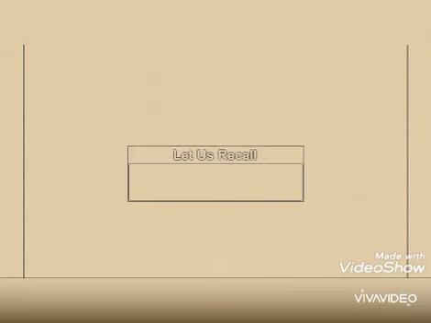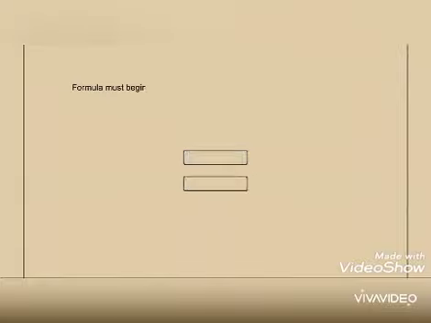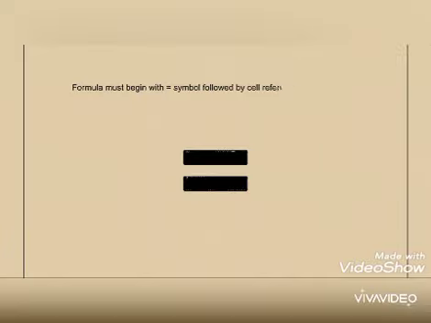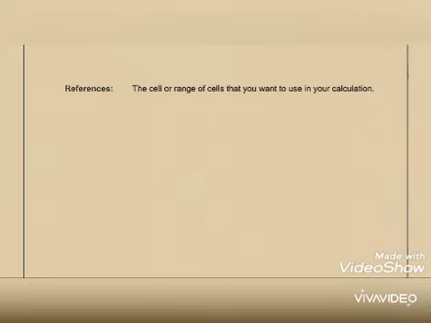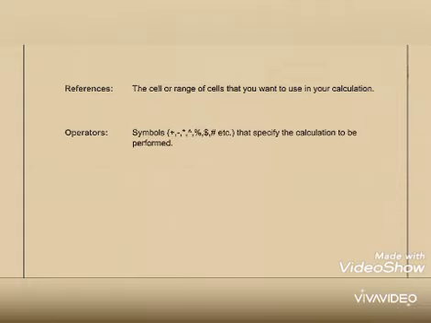Alright, can you quickly recall how do we define formulas? A formula must begin with the equal to symbol followed by cell references and operators. It may contain any one or more of the following elements. References: this will be the cell or range of cells that you want to choose in your calculation. Operators: these are the symbols like plus, minus, multiply, divide, percent, etc. that specify the calculation to be performed.